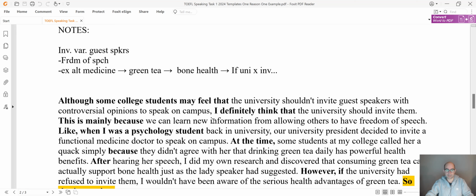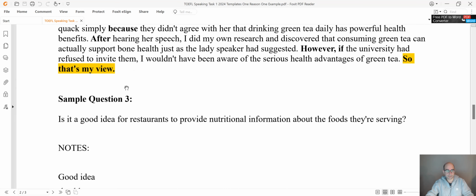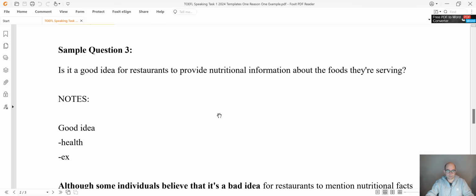And there you go. So that was an example of one reason, one example approach for a choice question, paired choice. Let's take a look at one last example here. This time involving a good idea task 1 question. So is it a good idea for restaurants to provide nutritional information about the foods they're serving?